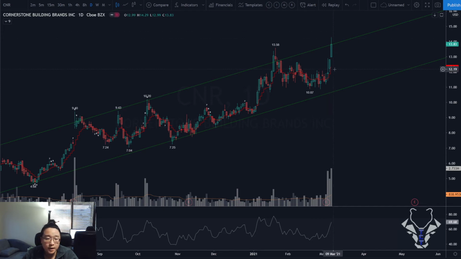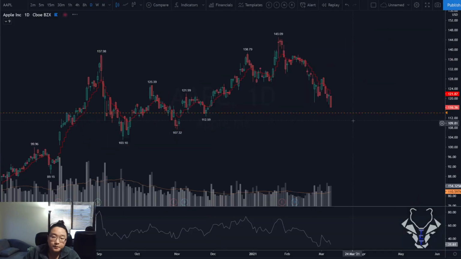The extension on the daily 8 is the only concern I have. So if you start seeing rejection from this upper trend line, make sure to take some profits. Next is AAPL.